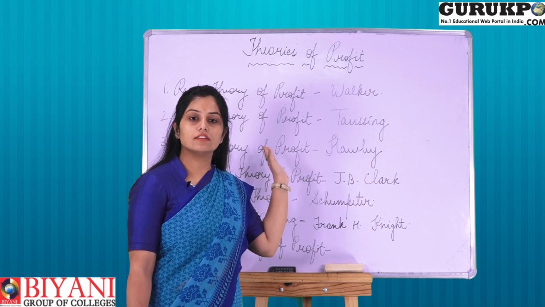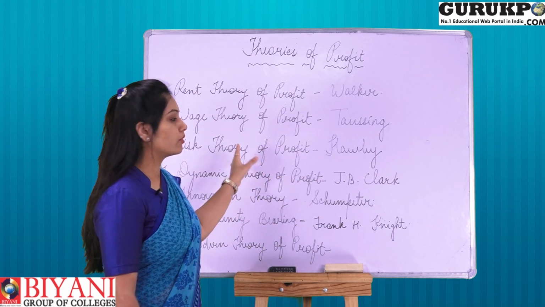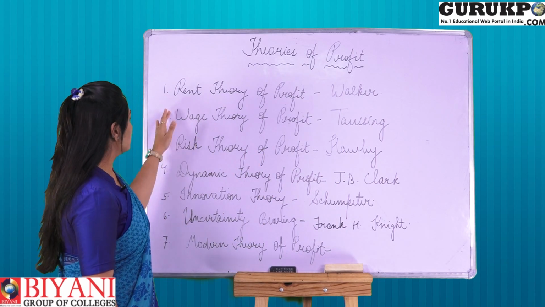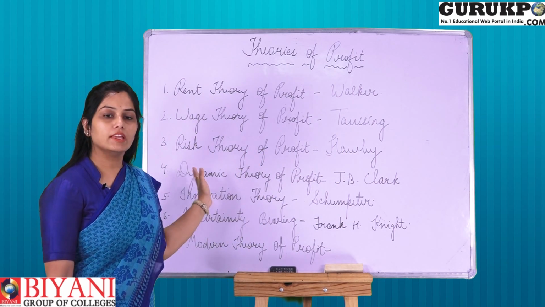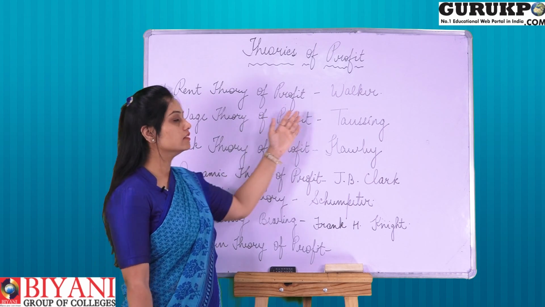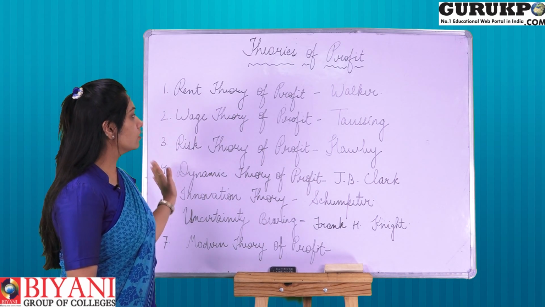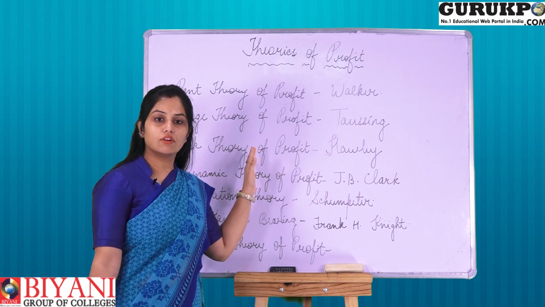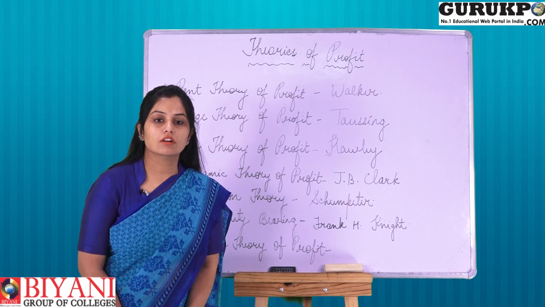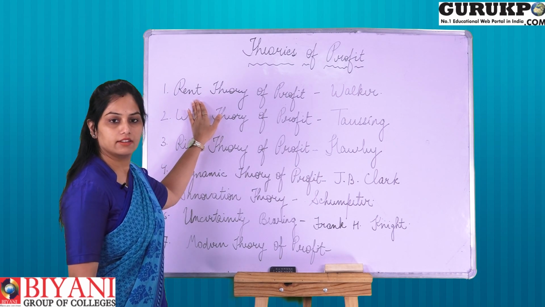How are the profits determined? There are particular theories, particular processes which determine the profit of an entrepreneur. Various economists have given different kinds of theories of profit determination. The first is the rent theory of profit. This theory is given by the economist Mr. Walker. He says that profit is similar to rent.